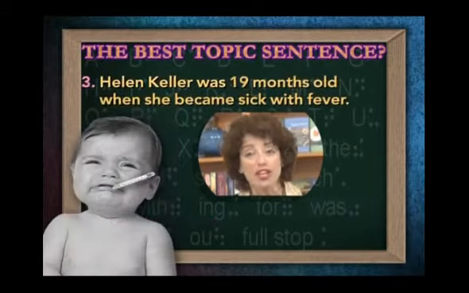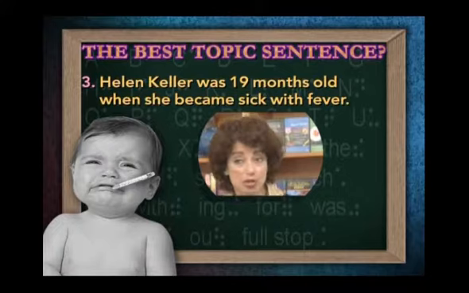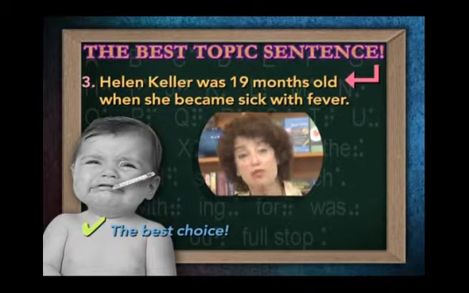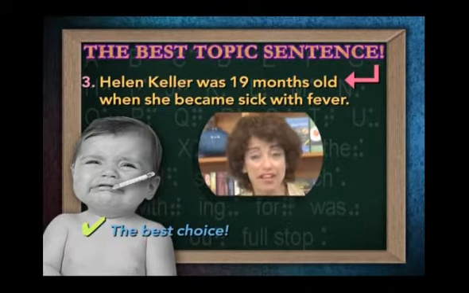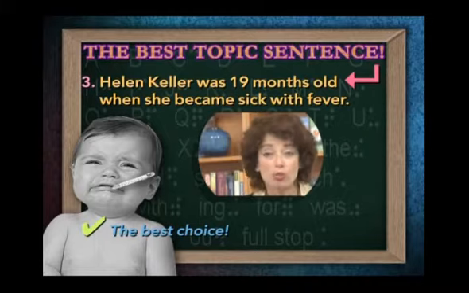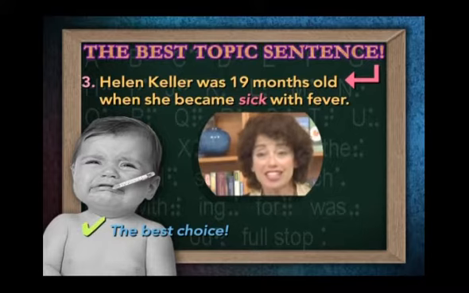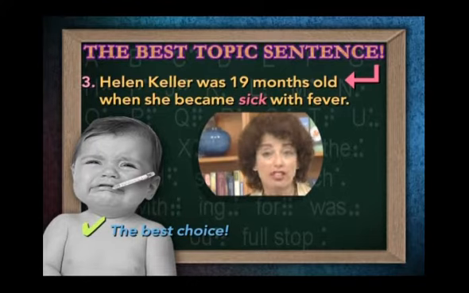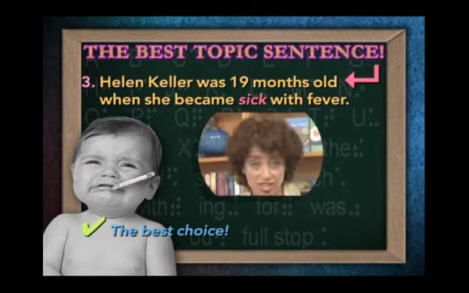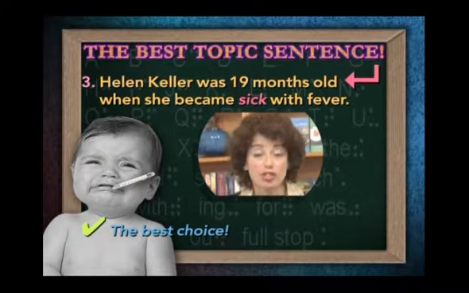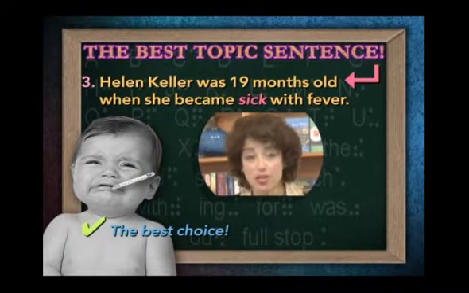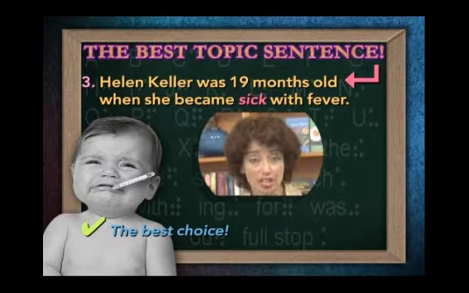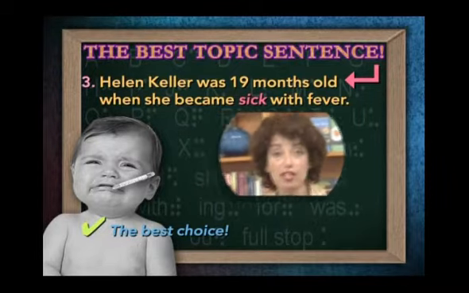Choice 3. Helen Keller was 19 months old when she became sick with fever. This is your best choice because it best introduces the topic. In addition, notice that clue word, sick with fever. That goes with the phrase sickness in the paragraph. We have the sickness left her without sight or hearing. We have sick and then sickness, so we have unity. The two sentences fit together. So this is the best choice because it introduces the topic and it fits with the sentence that comes after it.